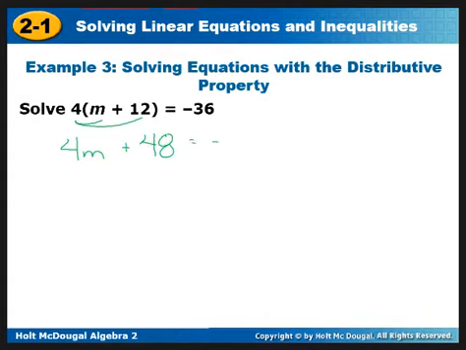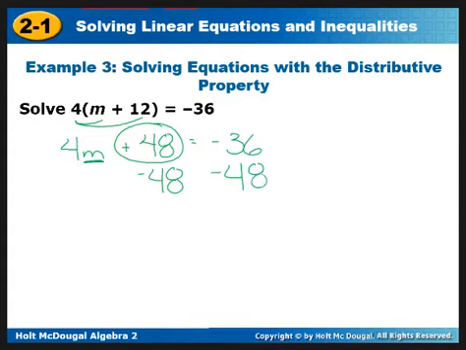equals negative 36. Now we get to the point where I'm adding in here. So in order to get this variable by itself, I have to subtract 48, or perform the opposite operation, to get that over to the other side. Again, the end goal is to isolate the variable.